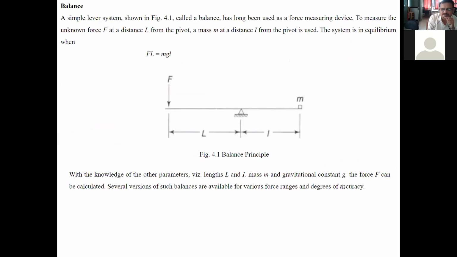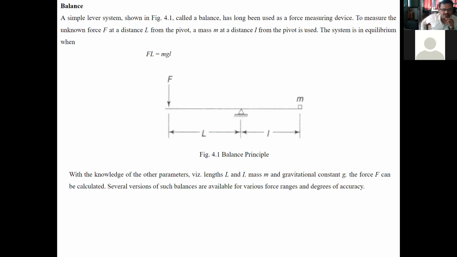Therefore, first is balance. Balance you are knowing. In Marathi, it is called tarazu. This balance system we are using from long days since our childhood. Whenever we go to the market to purchase vegetables, the shopkeeper puts the weight in one pan and keeps the vegetables in another pan, and then it balances. Then whatever amount of vegetable is there, he gives it to us in exchange for money. Therefore, this is known as a lever system.